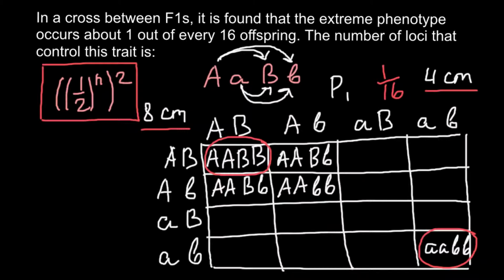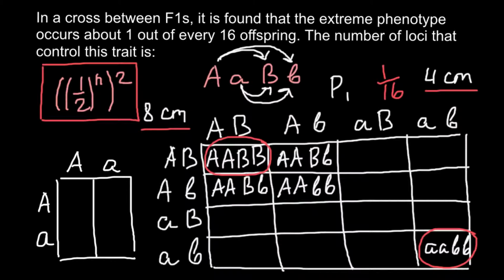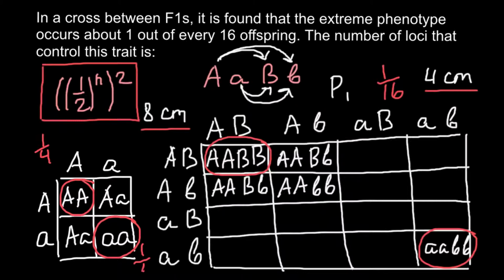As you see, here we have two allelic pairs, but imagine that we have a trait under control of only one allelic pair. So the genotype of parent one would be capital A, small a, and of parent two also would be capital A, small a. And when we build a Punnett square, once again, we would have different genotypes that are going to be capital A capital A, capital A small a, and small a small a here. And as you see, in this scenario, the extreme genotype would be 1 out of 4, would be the tallest, and also 1 out of 4 would be the smallest.